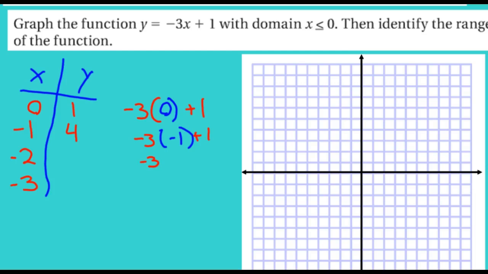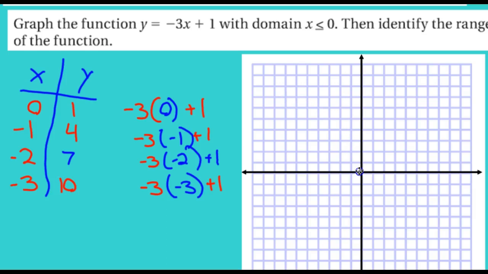Negative 3 times negative 2 plus 1. Negative 3 times negative 2 is 6, plus 1 is 7. And finally, negative 3 times negative 3 plus 1. Negative 3 times negative 3 is 9, plus 1 is 10.